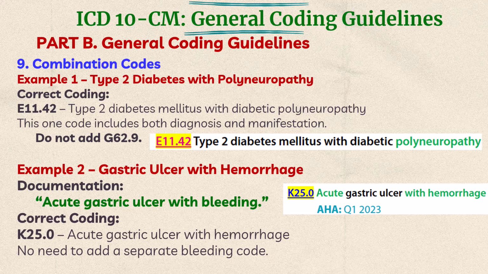Similarly, let's see another example, gastric ulcer with hemorrhage. The documentation says acute gastric ulcer with bleeding. So when you go to the code K25.0, that is acute gastric ulcer with hemorrhage. So the single code has the diagnosis and the manifestation. So there's no need to add a separate bleeding code here.